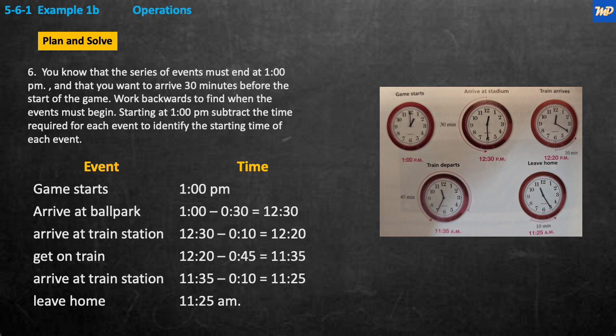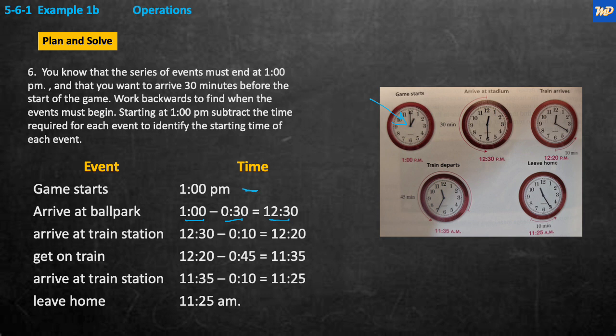So you're going to look at where we ended and subtract all the times necessary to find out where we're going to begin. At what time will we leave home? Starting at 1 p.m., we're going to subtract the time required for each event to identify the start time of each event. So let's give it a shot. The game starts at 1 p.m., and that's this clock right here. We want to arrive at the ballpark 1/2 hour early. So we take 1 p.m. and subtract 30 minutes, and we get 12:30.